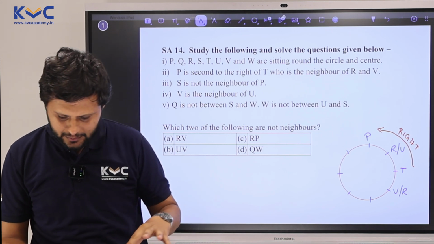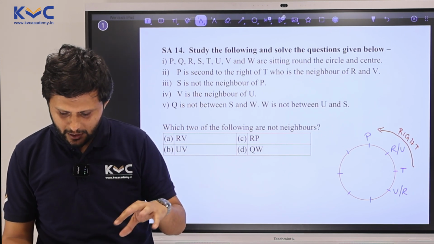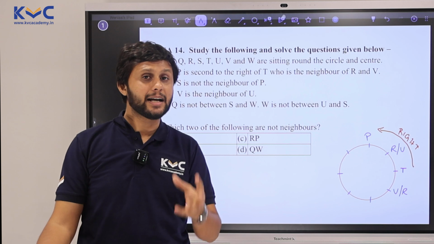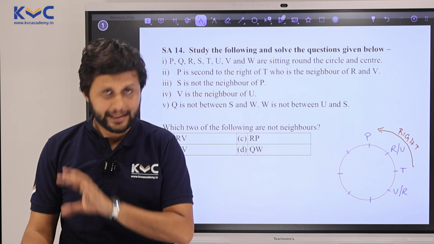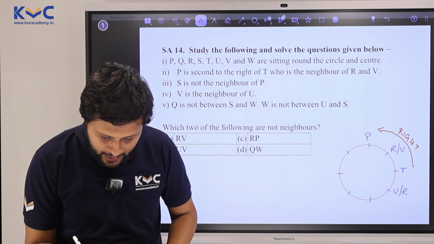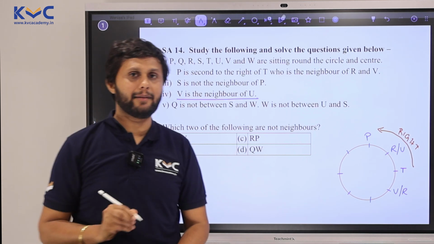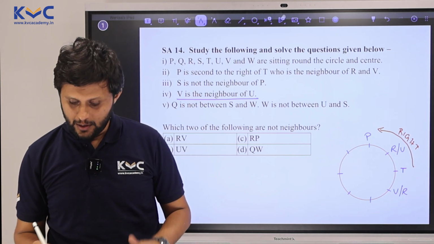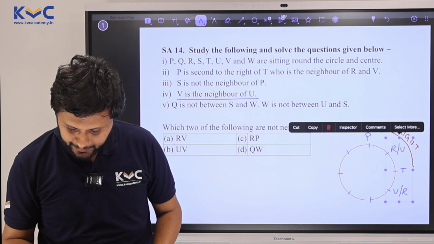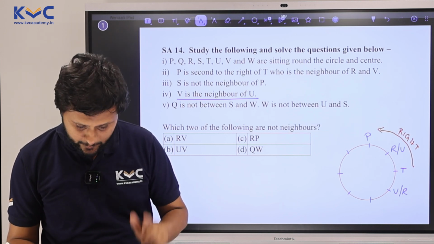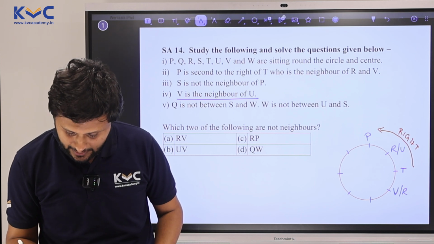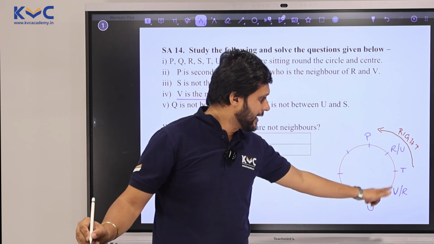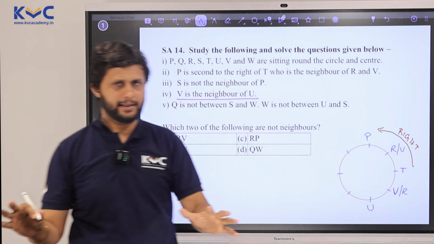So I'll try to find R and V, so that if there is any other condition given, I can get their seating. If I see the fourth point, V is the neighbor of U. V can be neighbor of U only if I put R over here and V over here, so this becomes U. If I put U over here, V will be neighbor. If I put V over here, U has no place to sit.